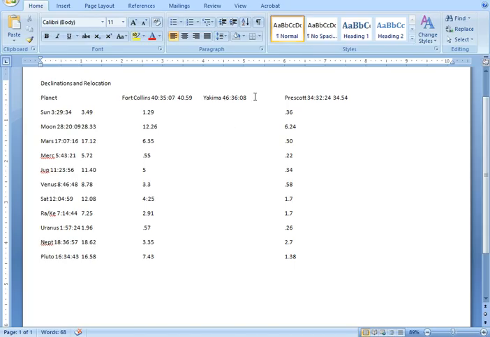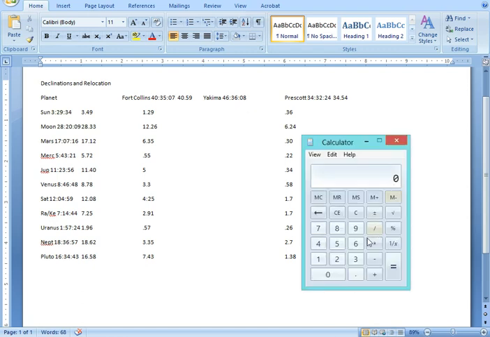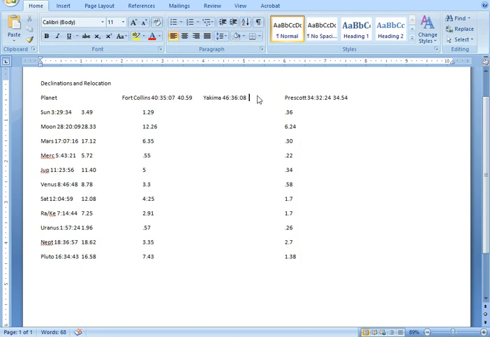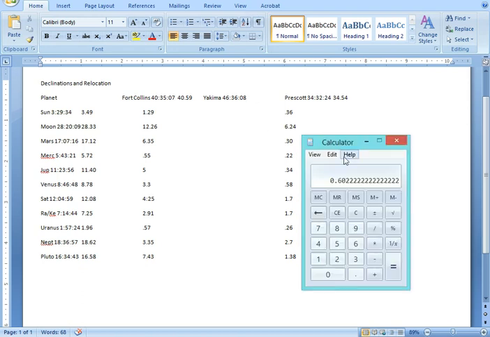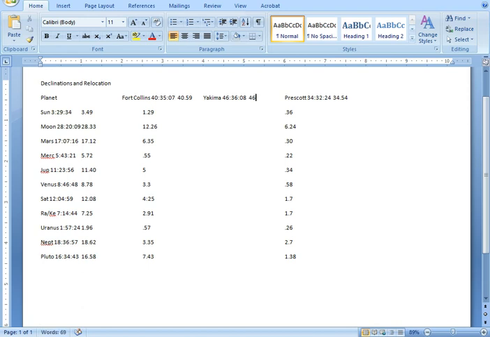46°36'08". The first thing we want to do is convert that to a decimal equivalent of 46 degrees and some decimal. So we take the 8 seconds divided by 60. Then to that we add the minutes, which is 36. Divide that by 60 to get the fraction. So Yakima is at 46.60. Okay, so I'll put 46.60 as the decimal equivalent of Yakima.